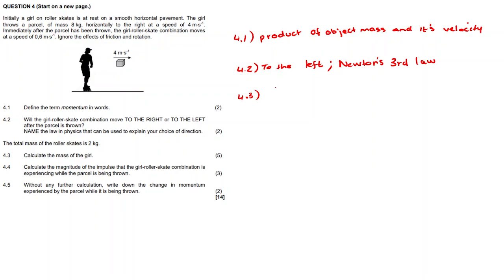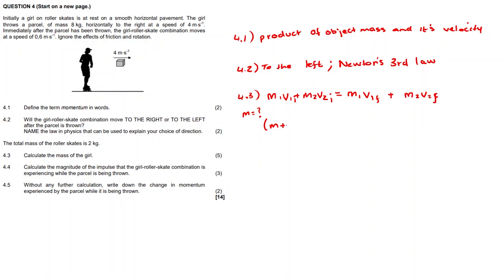To calculate the mass of the girl, as they say ignore the effects of friction and rotation, we assume that momentum is conserved. So we can say that m1v1i plus m2v2i is equal to m1v1f plus m2v2f. So we can say that m1 is the girl and the roller skate, and we can say that m2 is the block. So here we have m1 being the mass of the girl. We'll name that m. Just normal m is what we're trying to figure out.